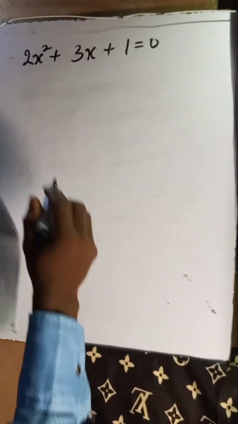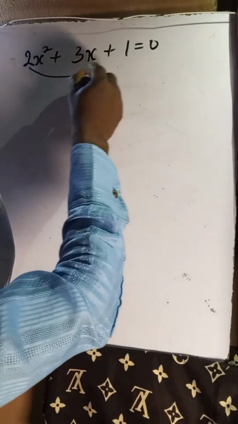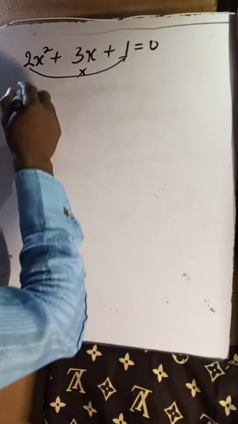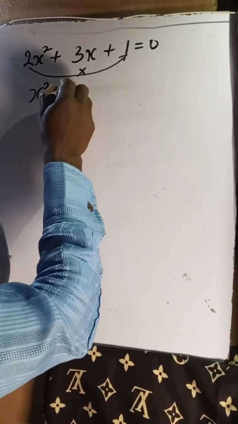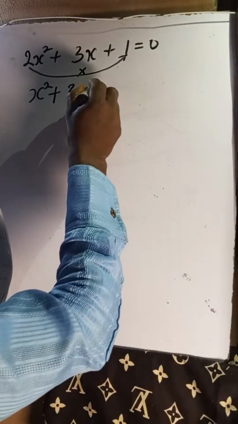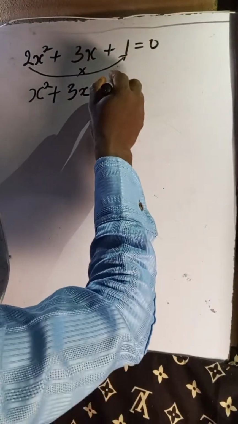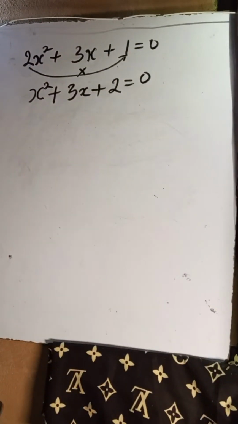When you get to the whole, transform this equation to this. Just look at what I'm going to do here. Bring this one here, use it to multiply this one, just times it, times this one here. So we are going to have x squared plus 3x, then plus 2 times 1 is 2, equal to 0. See what we have done now, right?